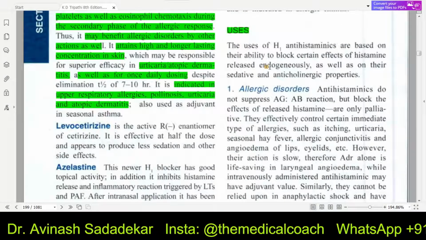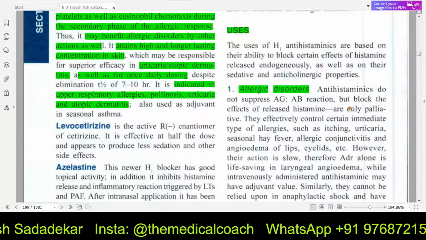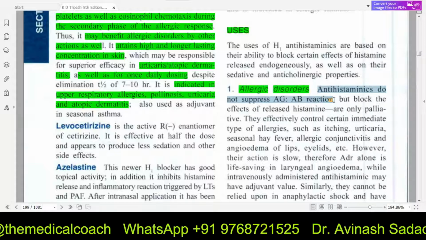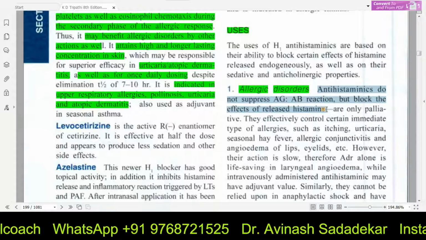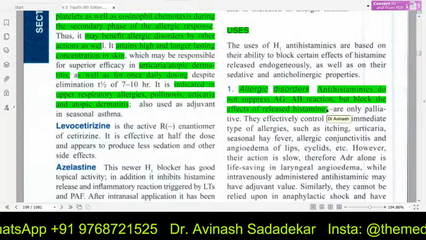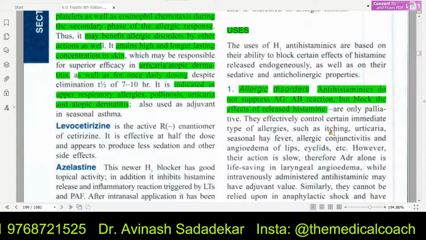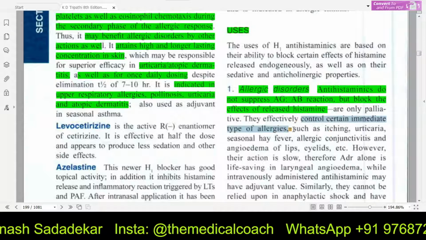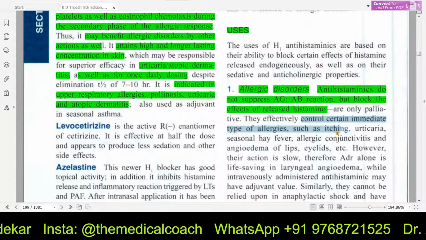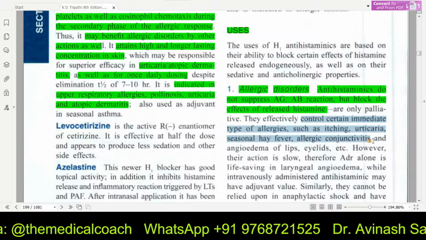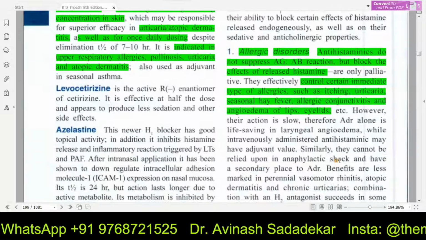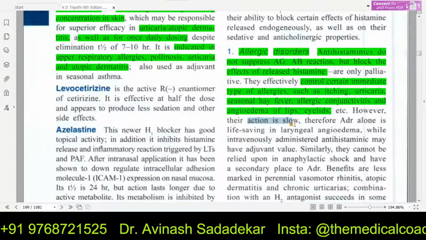Where will we use H1 antihistaminics? Well, we use them in allergic disorders. See, antihistaminics don't block the antigen antibody reaction. They just block the effect of histamine that has been released, right? So they are palliative. They stop some symptoms. They don't cure the disease. They control certain immediate types of allergies like itching, urticaria, seasonal hay fever, allergic conjunctivitis, angioedema of lips and eyelids. All these things are effectively controlled, but their action is slower.